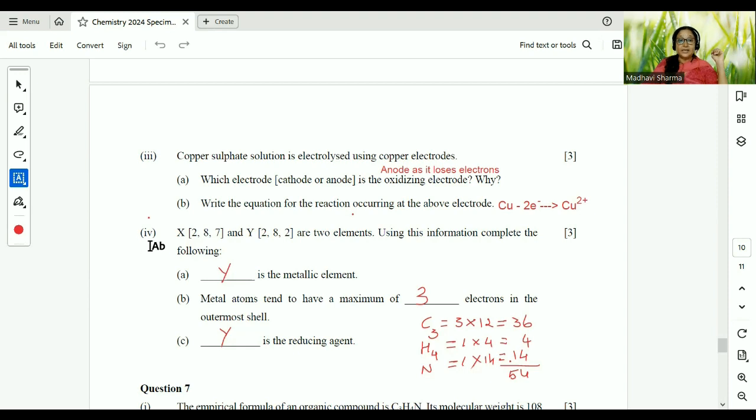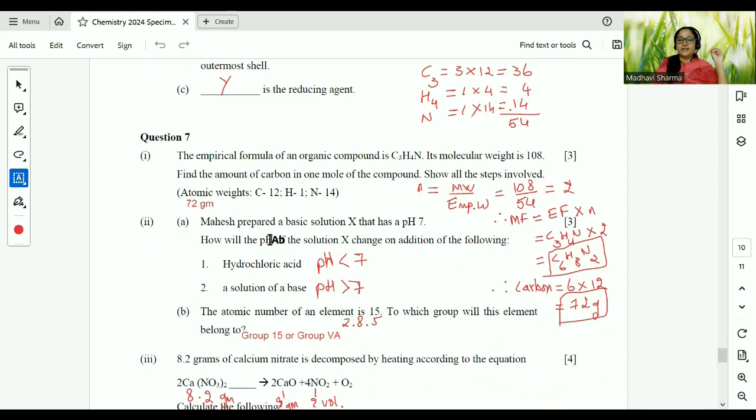X is 287, Y is 282, two elements. Using this information, complete the following. Which one is metal? Of course, Y is a metal. It has 2 in its outermost orbit. Metal atoms tend to have a maximum of 3 electrons in the outermost shell. And Y is a reducing agent. Yes, all metals are reducing agents.